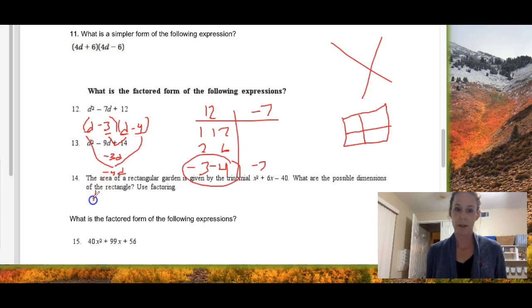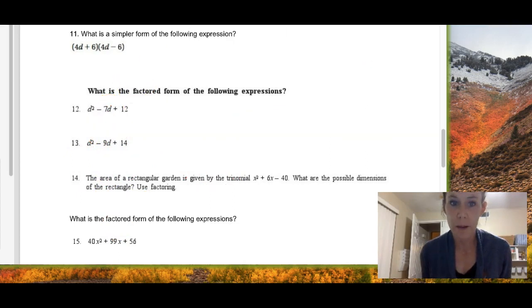better add together to make negative 7d, which is your middle term. Okay? So your inner term and your outer term better add to be that middle term. And that's how you do that one. On to the next one.